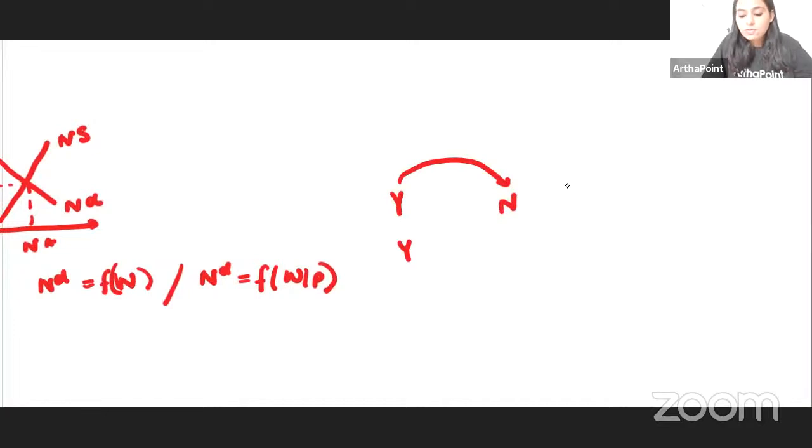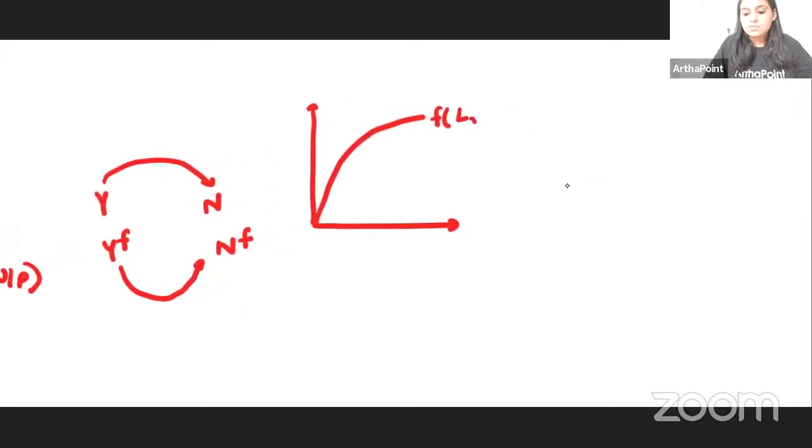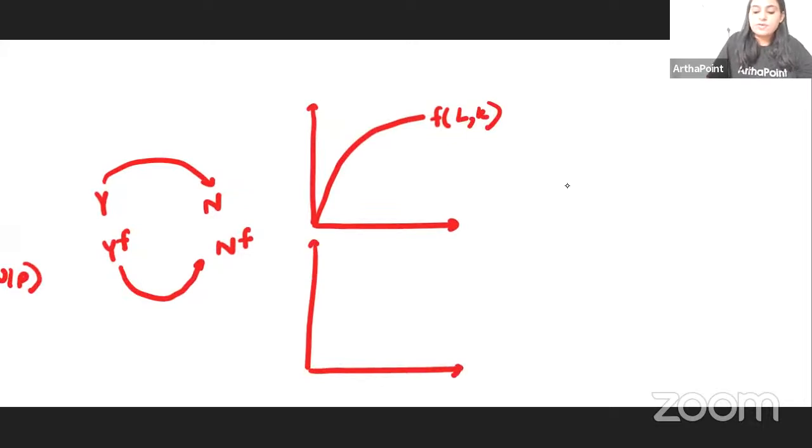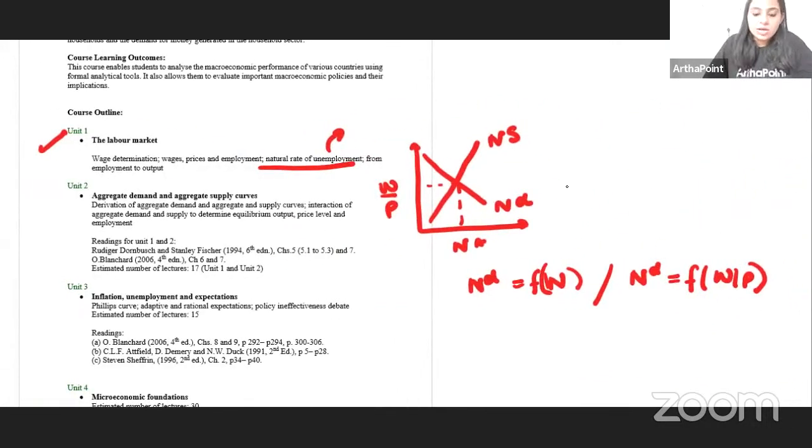How do you go from the full employment level of output to the full employment level of employment? In other words, how do you go from the production function to the number of people who will be employed? That relationship, we want to understand. That is your unit 1. Let's go to the second unit now.